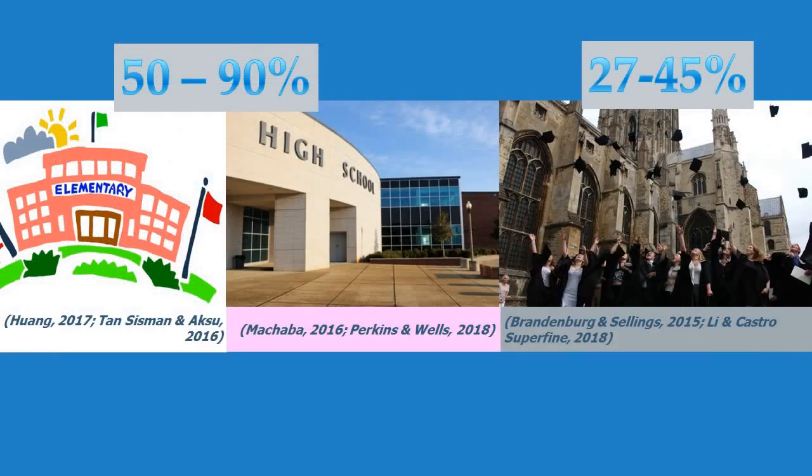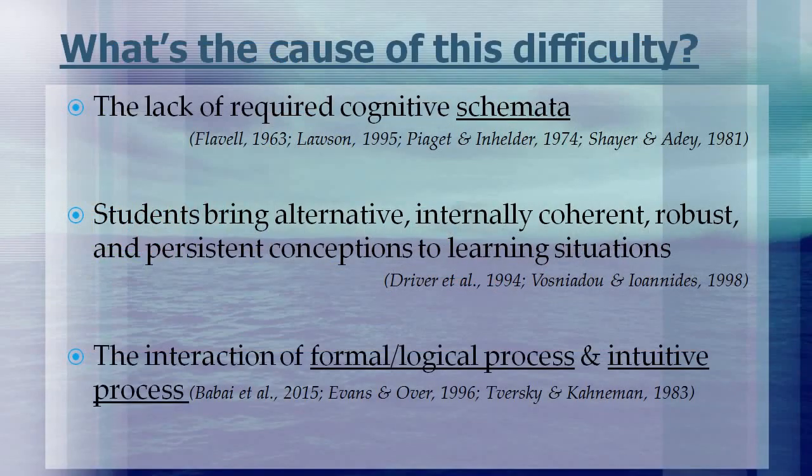Many other current studies have confirmed that this misconception actually concerns a large percentage of students in elementary school, high school, even in university. Several different approaches have been developed so as this difficulty is to be explained. One argues that incorrect responses result from lack of required cognitive schemata.